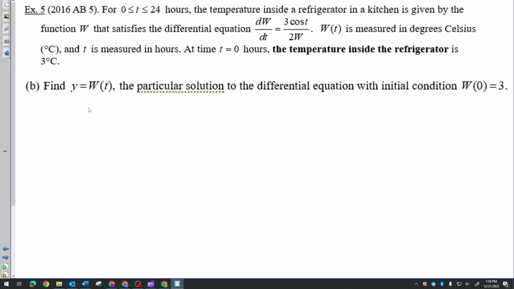Okay, and then finally it says find y, the particular solution to the differential equation, and this here is an initial condition that will help me to find c. So again, this is going to be separating and integrating. They're telling me to find w or y. All right, so first I separate. So here's my differential equation right there.